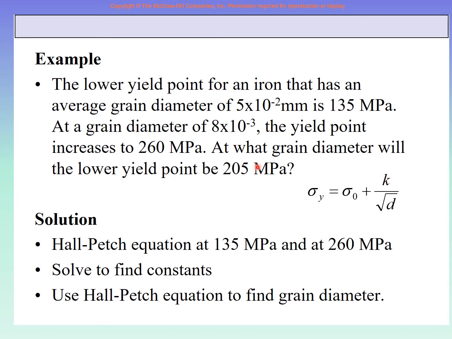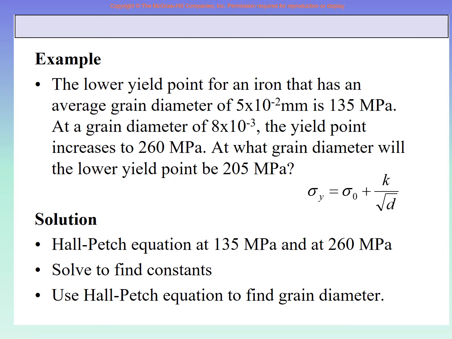Then the third time, use the same equation, but this time you already know sigma naught and you know K, and the yield strength is 205. So find the unknown D. I am not showing you the solution, but I am showing you the method. Sometimes we can do that so that you understand how to do this. But this was, I think, even before I did the solution.